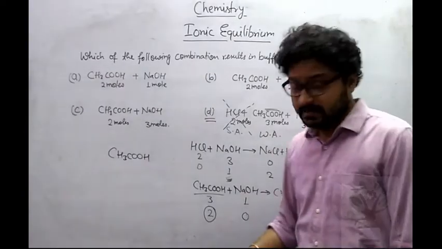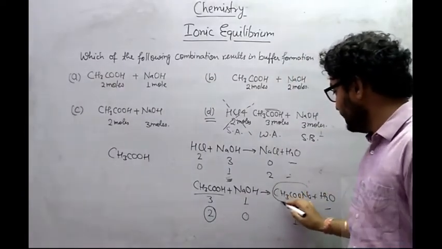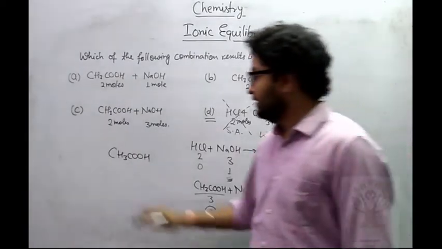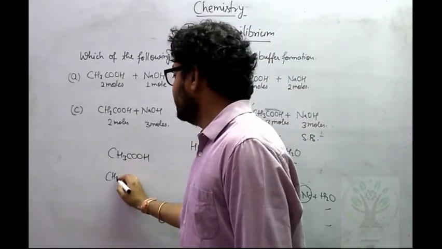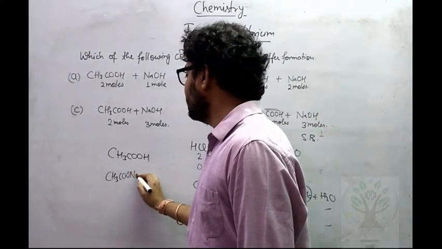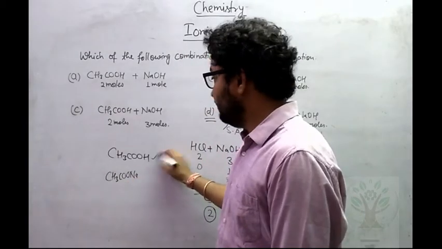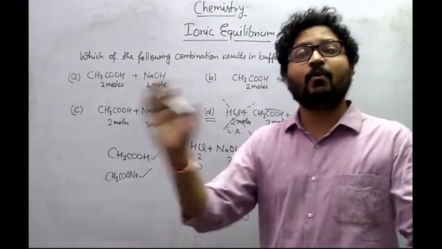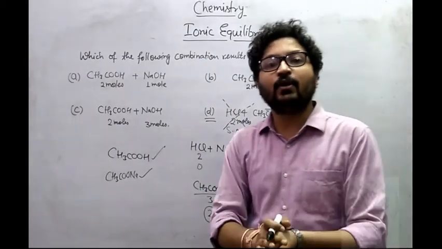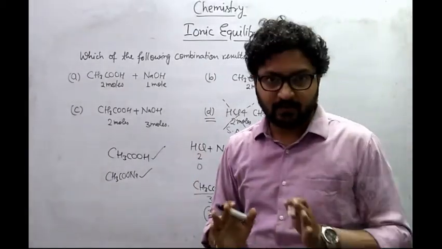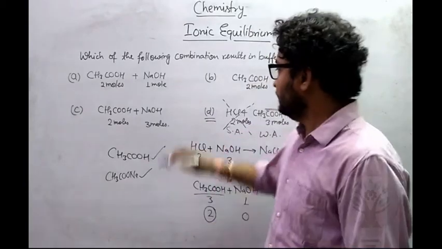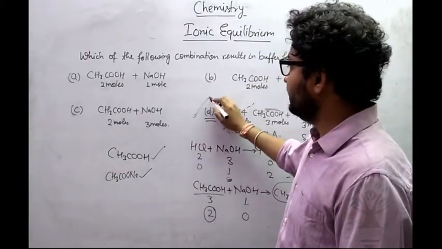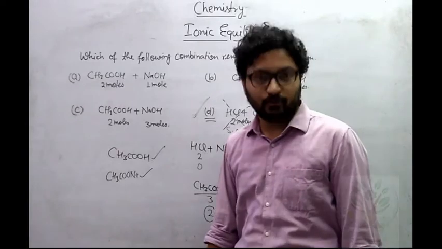Anything else you have in your system? Can you think about this? Yes. See, CH3COONa is also there. So you also have CH3COONa in your system. It means you have a weak acid and you have its salt in your system altogether. So they will give you what? They will give you a buffer. So yes, this will generate a buffer for sure.